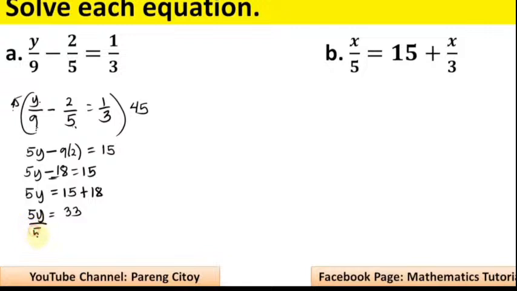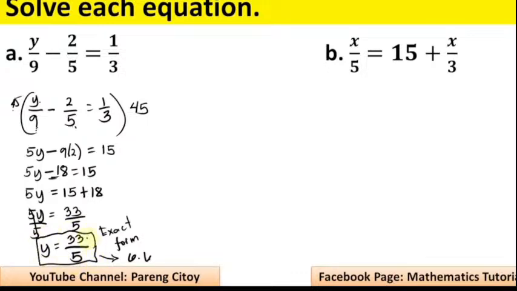Divide both sides by 5. So the value of y is 33 over 5. This is our exact form. When we convert it to decimal, that is equivalent to 6.6. So the value of y is 33 over 5.